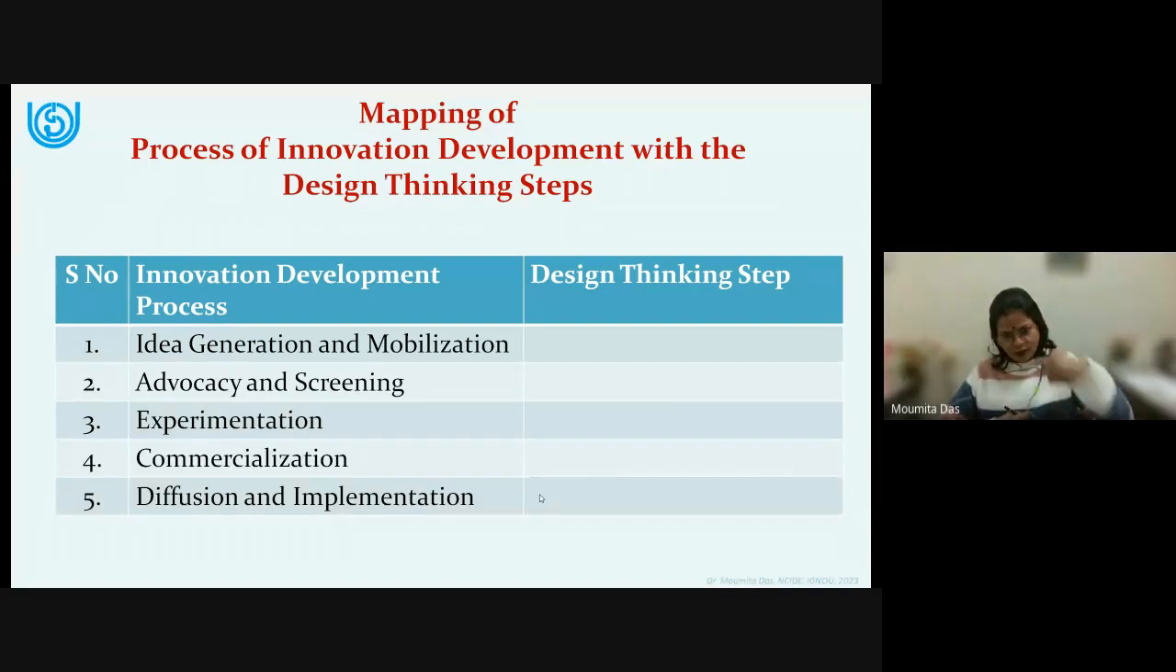Okay, so now here I am asking a different question. Now that you know about the innovation development process and you know about the design thinking steps, which design thinking step would fall into that particular step of innovation development? So anybody?